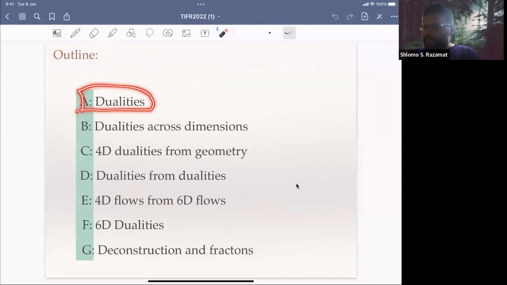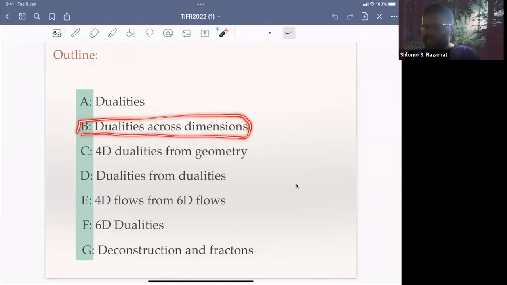First, I will remind you of the basic facts about dualities. Most of these things are very, very well known to everybody, but I want to remind you of some of the very basic things. Then we will talk about something I like to call dualities across dimensions. This is marrying the two types of renormalization group flows that I mentioned before.